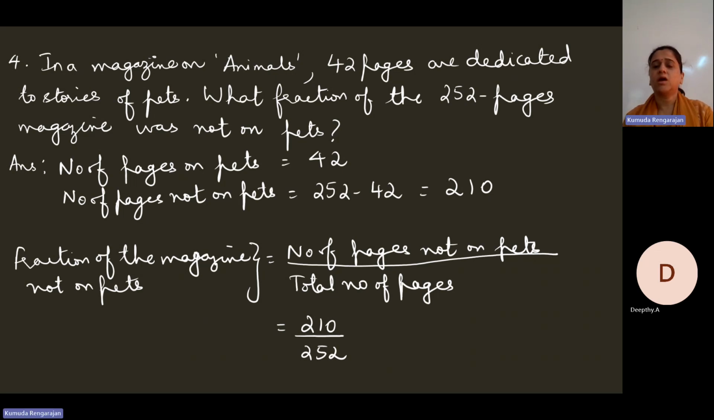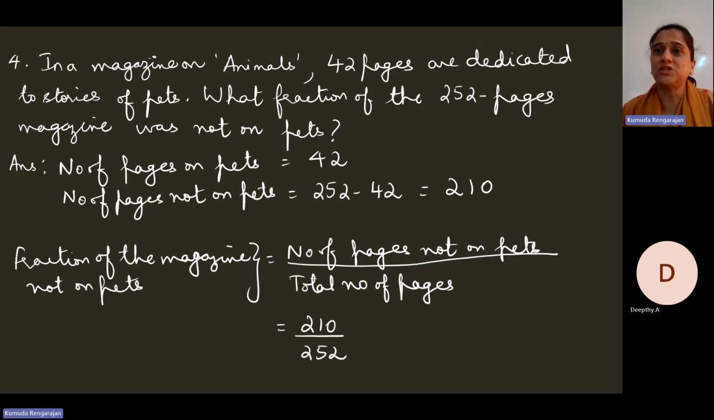Now, all of you listen to me. What is the total number of pages in the magazine? 252. The magazine is on animals. So animals can be pets, wild animals, or other domestic animals. In this magazine on animals, how many pages? 252 pages. How many pages on pets? 42 pages. How many pages not on pets? 252 minus 42, 210 pages not on pets.